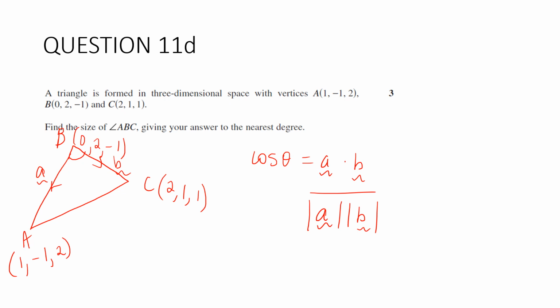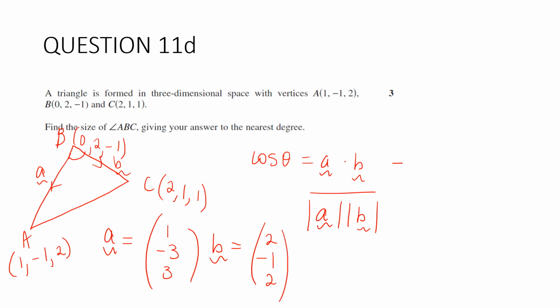All right, we need to form these vectors. So vector A will be, A, so 1 take away 0, -1 take 2, and 2 take away -1 is 3. And then B is going to be 2 take 0, 1 take 2, 1 take -1.